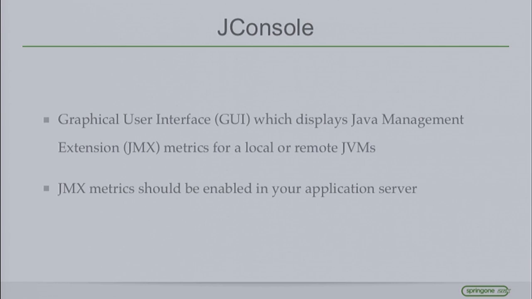JConsole is a graphical user interface. It does Java Management Extension metrics, JMX metrics, and it can show you metrics for local or remote JVMs. Now, one thing here is that in order to see these metrics, you need to have JMX metrics enabled for your application server. Now, this application is running on a Tomcat application server, and JMX metrics are enabled by default.